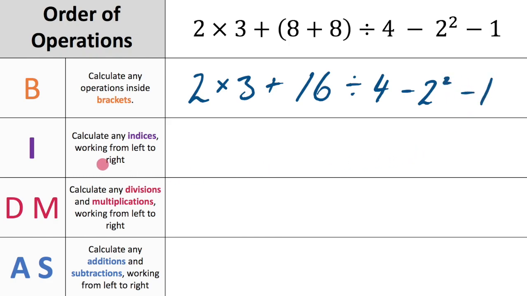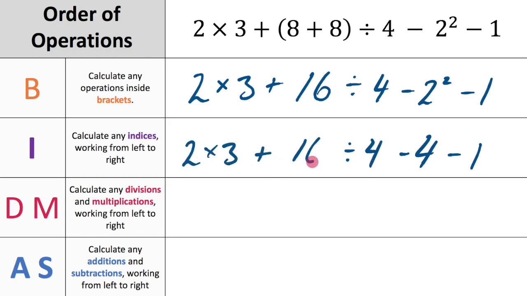What's the next thing I'm going to do? The next thing I'm going to do is I, which is my indices, so my powers, exponents. So here it is here, 2 squared. 2 squared, that is 4. So now I'm just going to copy down everything else that I see. Divided by 4, then it's 2 times 3 plus 16. So what I did there is I just did my indices and brought that down and just copied everything else down the same. What's the next thing I do?